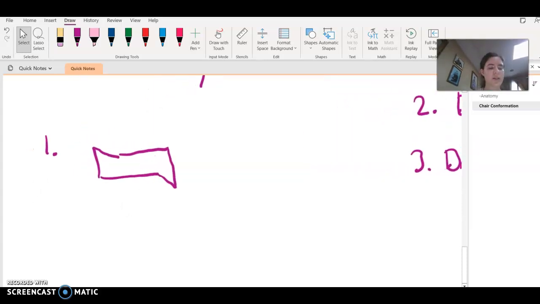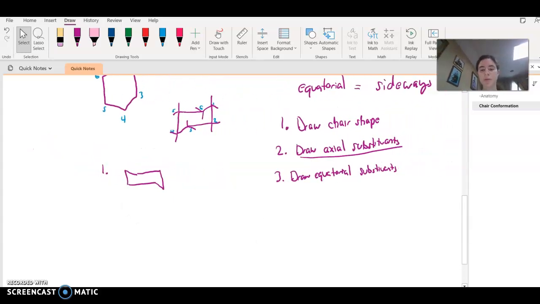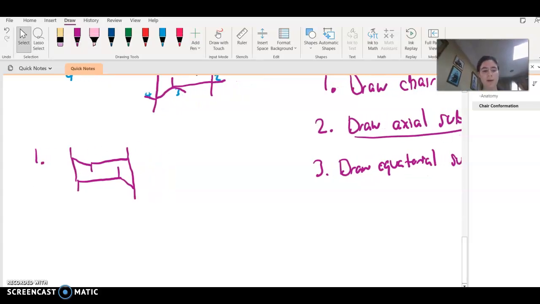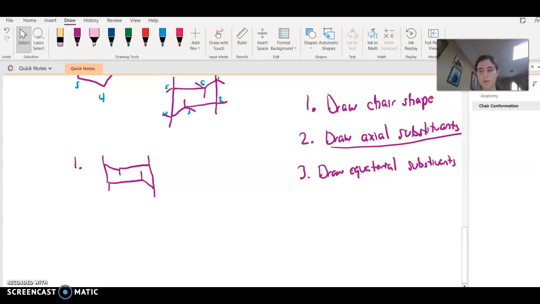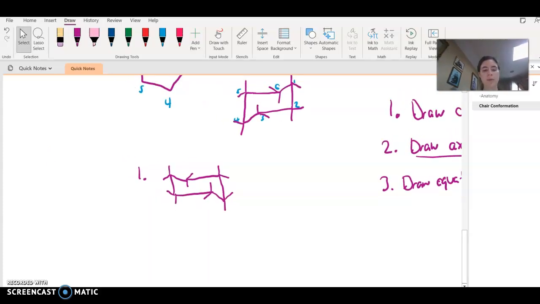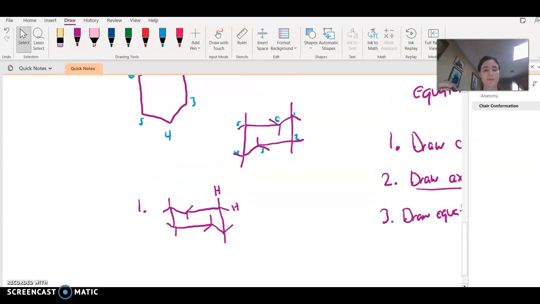Alright, so how are we going to do this? First we already drew the chair shape, so now we're going to draw the axial substituents. So we're going to go down, up, down, up, down, up. Okay, now the equatorial substituents. Remember, opposite direction. So this one's up, so down, up, up, down, up, down. Okay. Remember, on the end of these, there will be a hydrogen.